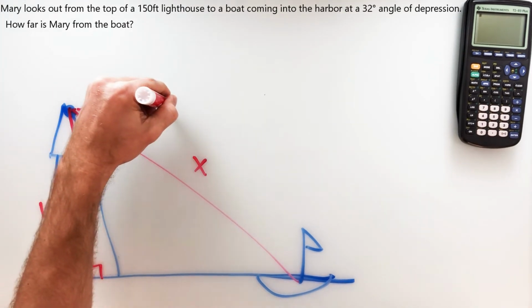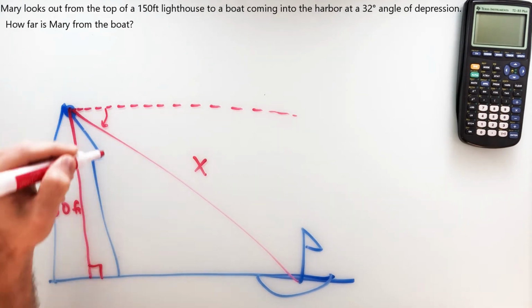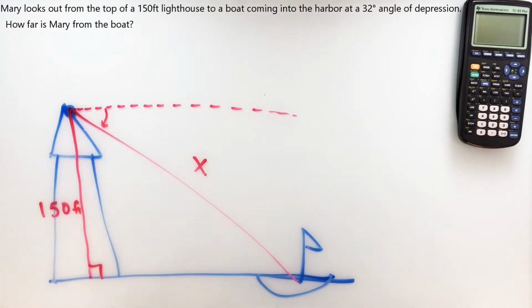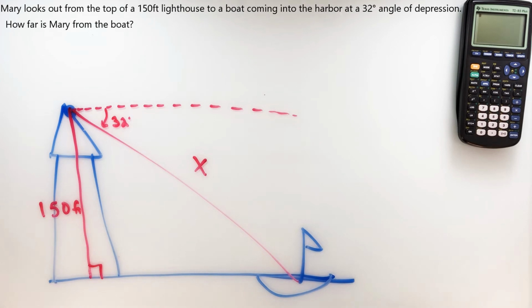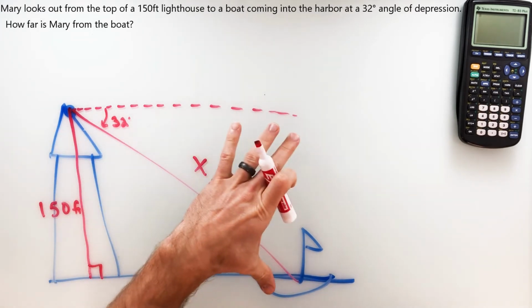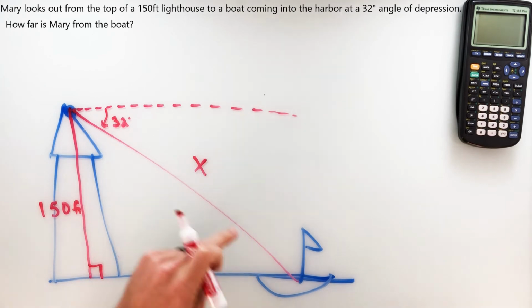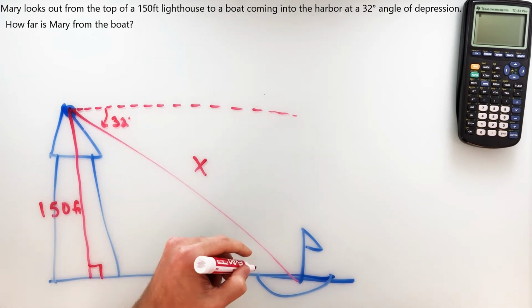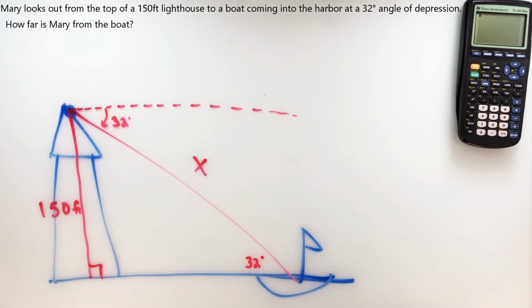So Mary looking straight out from the top of the lighthouse would be this line of sight parallel to the ground. Looking down at the boat, this is my angle of depression, which it says is 32 degrees. Okay, so this angle not being inside of my triangle is no problem. Because these lines here are parallel, I know that this 32 degree angle and this angle down here, these are alternate interior, which are always equal when the lines are parallel. So I can translate that down to the bottom.